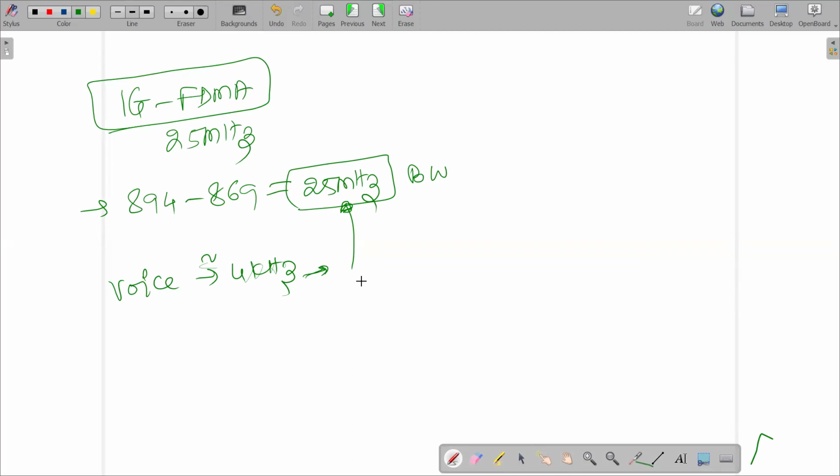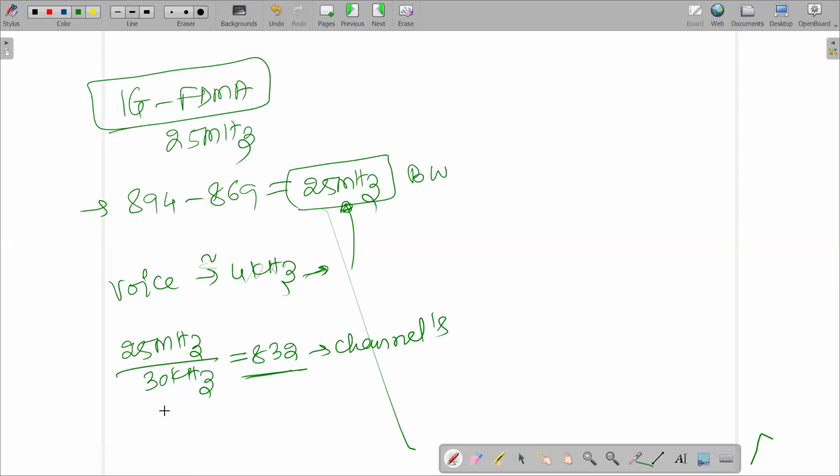So this entire frequency was divided into channels. The 25 megahertz was divided into channels of 30 kilohertz each. So simply I can say here we will get a total of 832 channels.